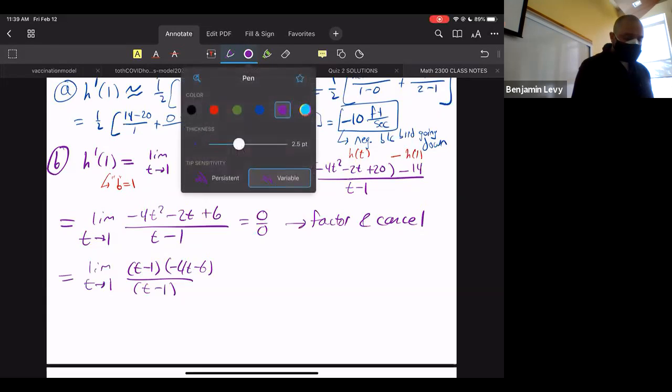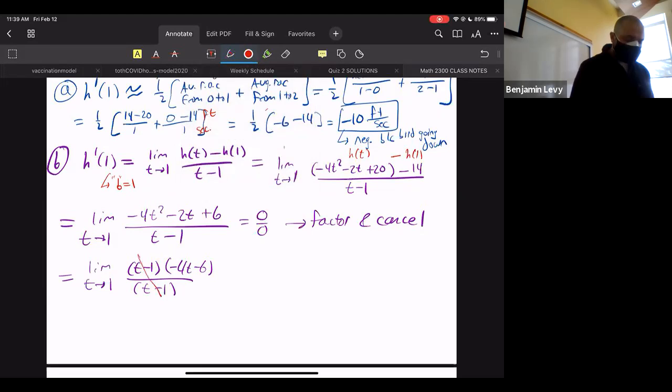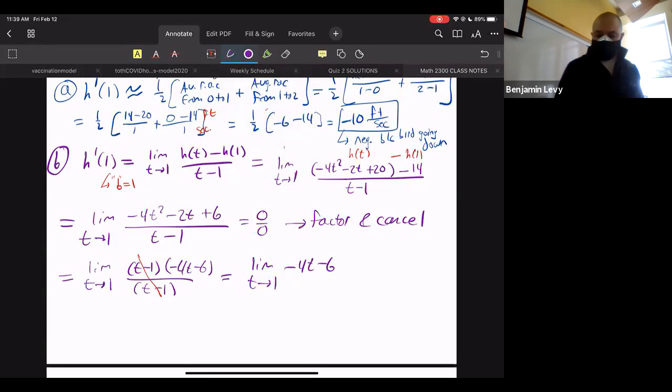And that was nice because the t minus 1s just cancel. That was the whole point. I can't stress that enough. That's how we knew that that would be the factor. And so now we can plug a 1 in. And you can plug a 1 into minus 4t minus 6, no problem. That's minus 4 times 1 minus 6, again, is minus 10 feet per second.